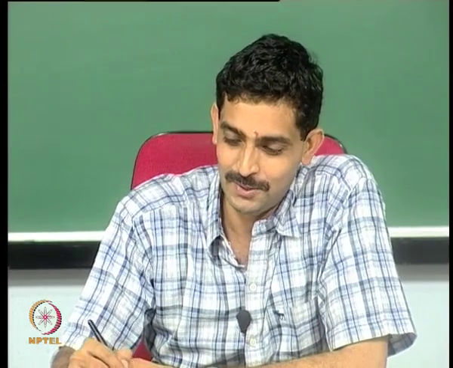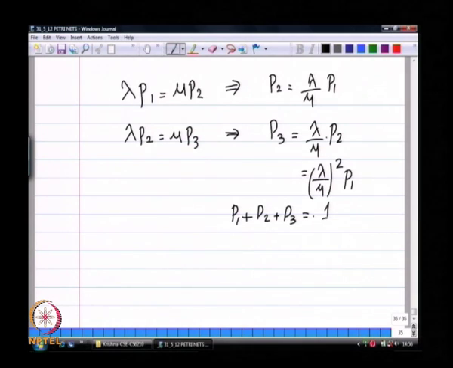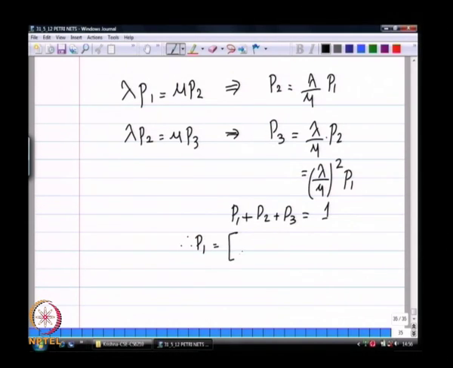I still need one more equation. I have 3 unknown variables, and what is the third equation? They all add up to 1, since these are probabilities. So P1 plus P2 plus P3 should equal 1. So now we know that P1 is going to equal 1 plus lambda by mu plus lambda squared by mu squared, to the power minus 1. That is my P1, the probability of being in that steady state of the system.